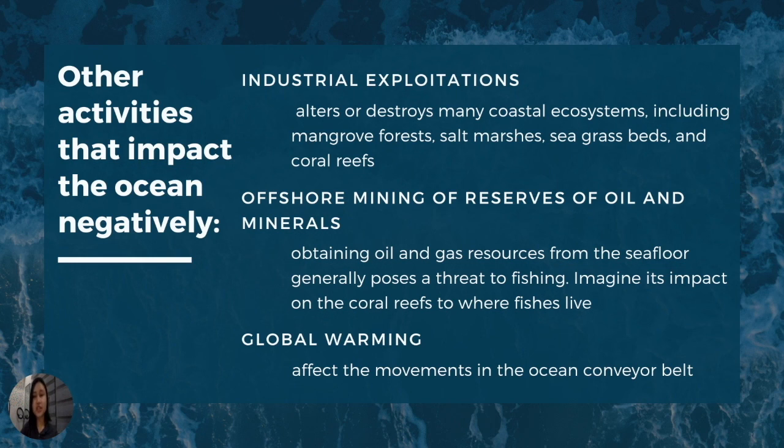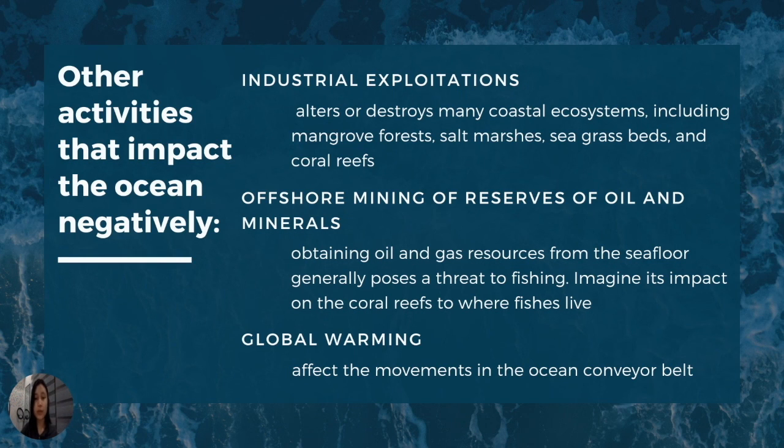Industrial exploitations include development of resorts, cities, industries, and agriculture along coasts. It alters or destroys many coastal ecosystems, including mangrove forests, salt marshes, seagrass beds, and coral reefs. Offshore mining of reserves of oil and minerals such as manganese. Obtaining oil and gas resources from the seafloor generally poses a threat to fishing.